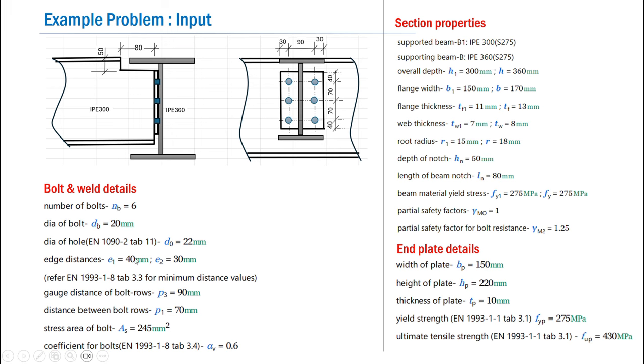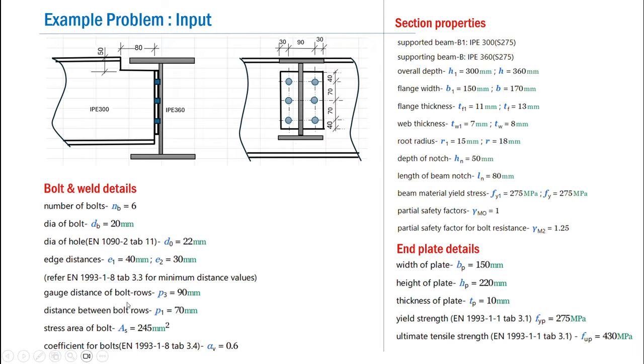So remember, E1 is the edge distance, that is 40 mm in the direction of the load, and E2 is again another edge distance, but it is perpendicular to the load. So this is my E2, 30 mm. And all this minimum requirement of the edge distances can be directly obtained from table 3.3 of EN 1993-1-8.